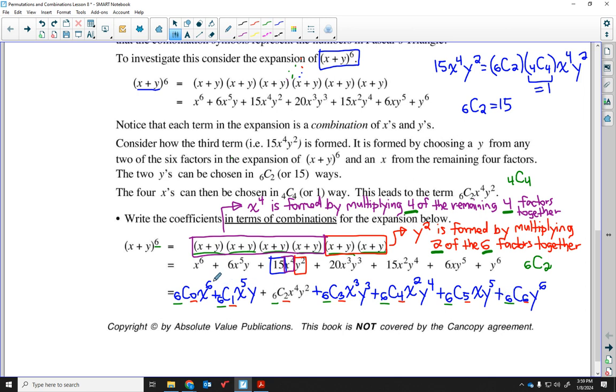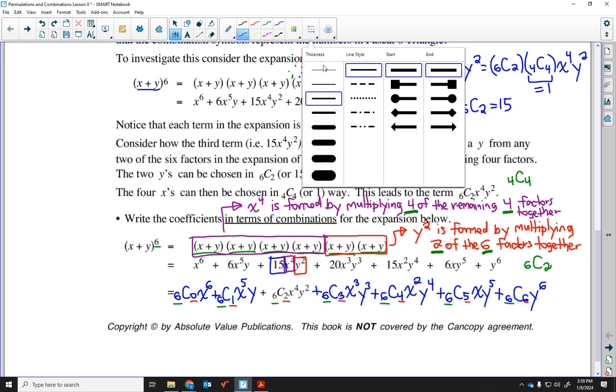The other thing to note right here too is what is happening to the degree of both the x and the y. So I'll highlight that in purple.